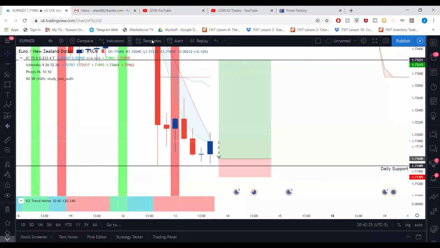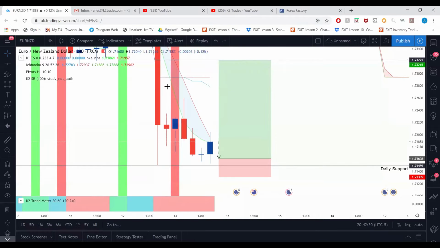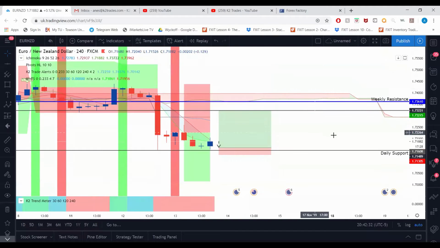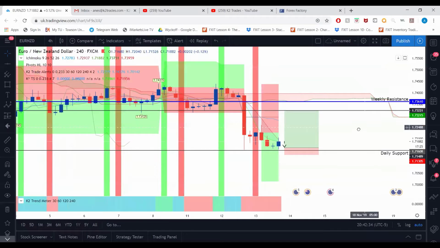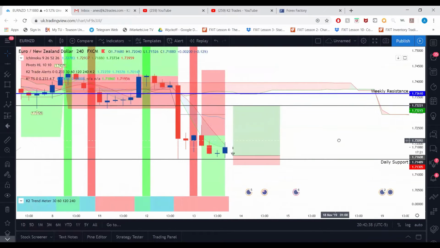Wait, why is that not working? Let me see, maybe wrong template. This one. Okay, yeah, there we go. So, oh yeah, this one is with the signal. So, which one is most helpful?